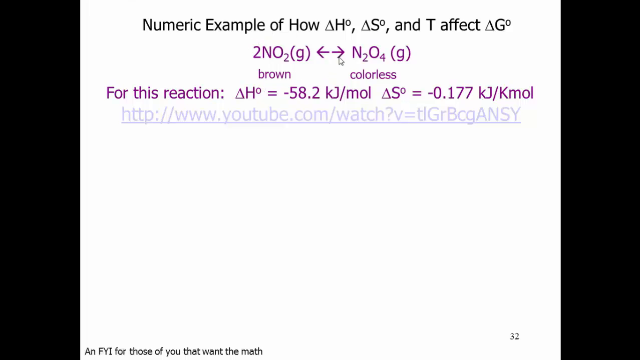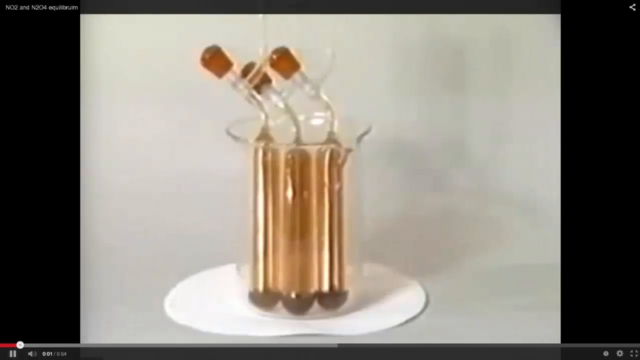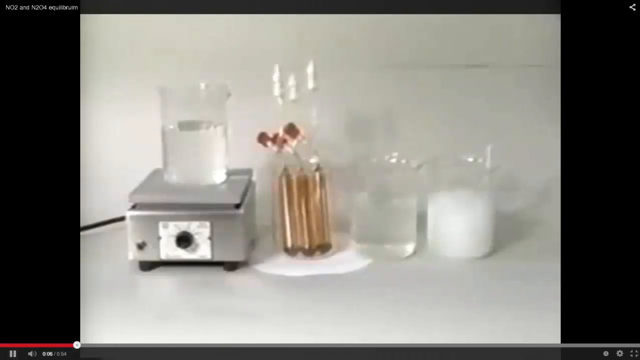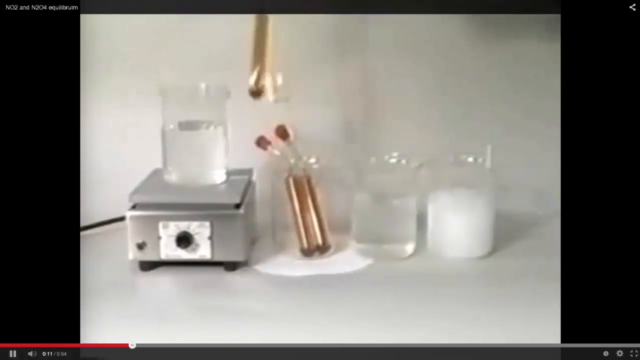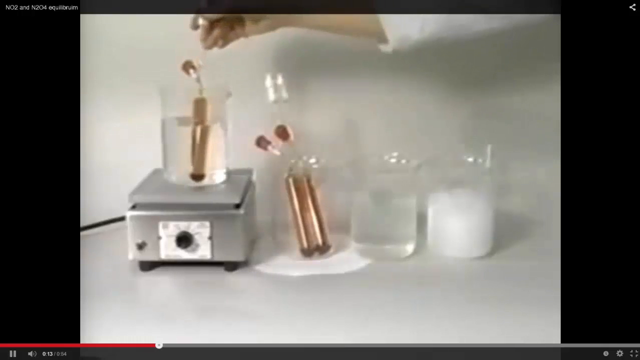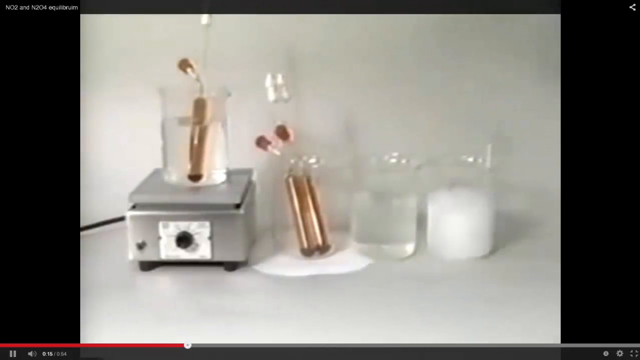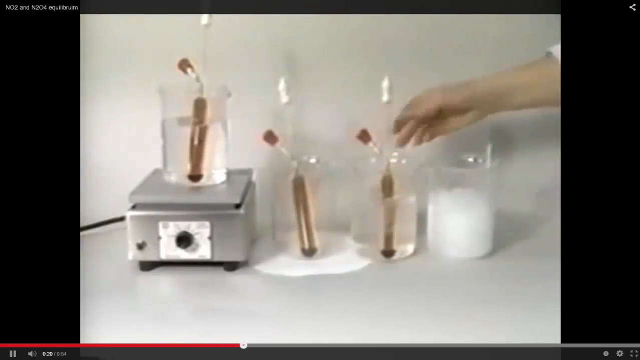I have double-sided arrows here because, as you'll learn, many reactions are reversible, so they can go either direction depending on the temperature. So let's have a look at this and see what we see. We start this experiment with 3 tubes containing red-brown NO2 and colorless N2O4 in equilibrium. First, one tube is placed in hot water. A second tube is placed in cold ice water.